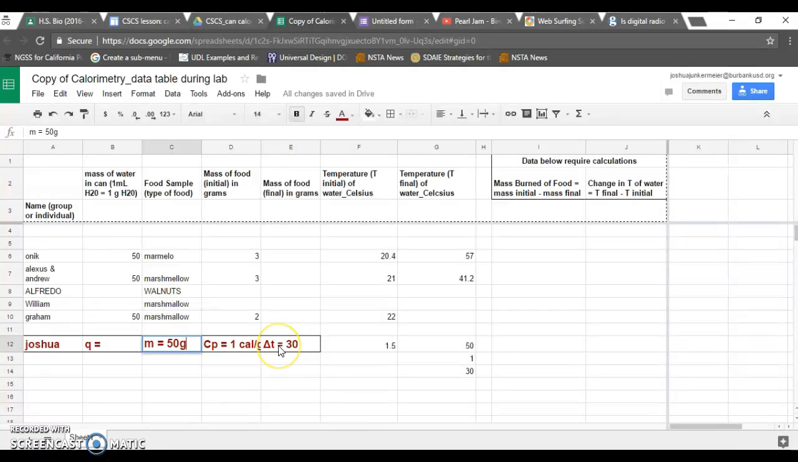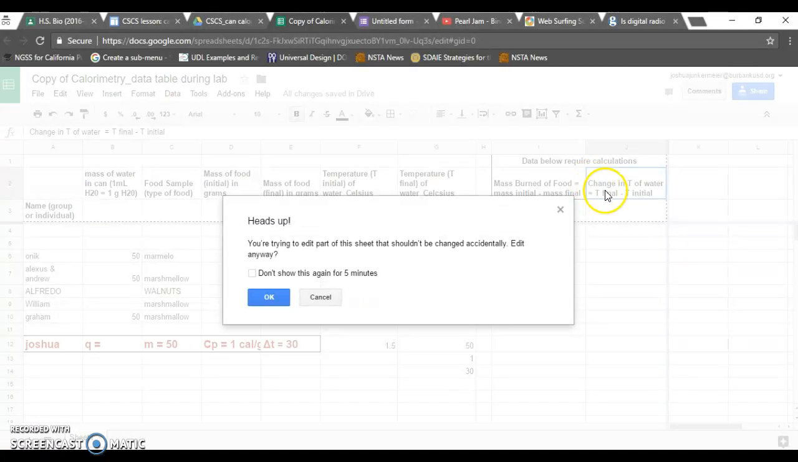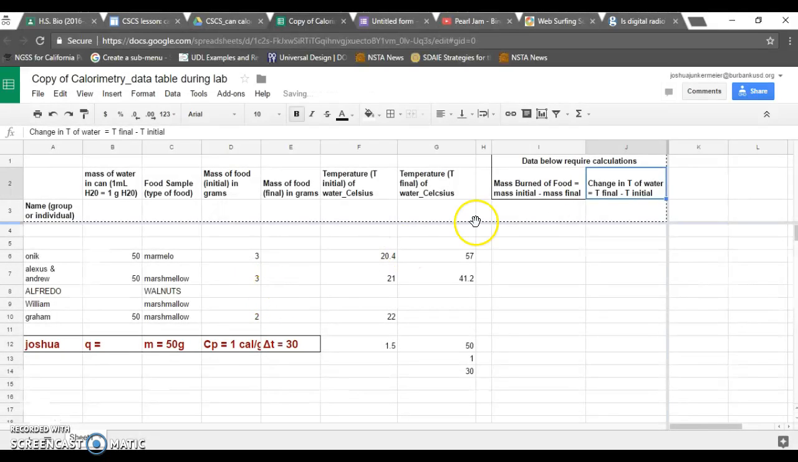And in this example, my change in temperature, so when I subtracted the final temperature minus the initial temperature, I got 30. Now this is just a made-up number. I created it, okay? And then when you take 50 times 1 times 30, as you can see in Excel, you use asterisk signs. So if you want to multiply, you start with equal, parentheses, 50, asterisk 1, asterisk 30, close parentheses, and this would give us, as you can see, 1,500.